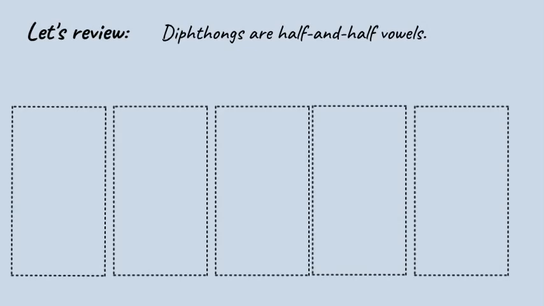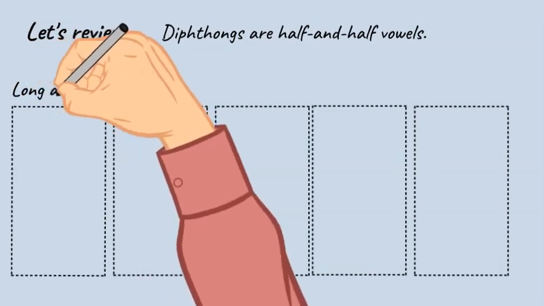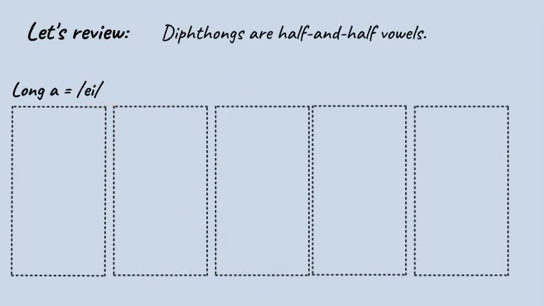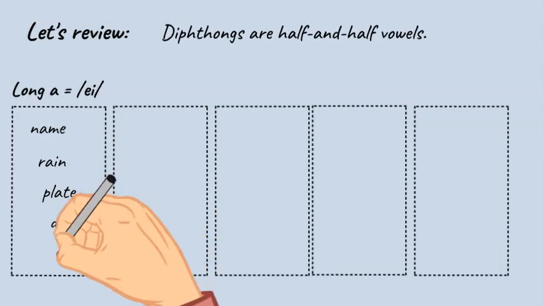Let's review. Diphthongs are half and half vowels. Long A. Name. Rain. Plate. Day. Date.